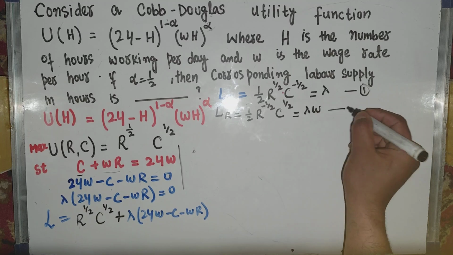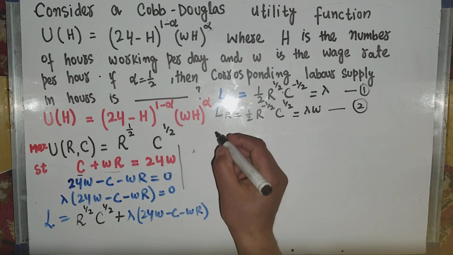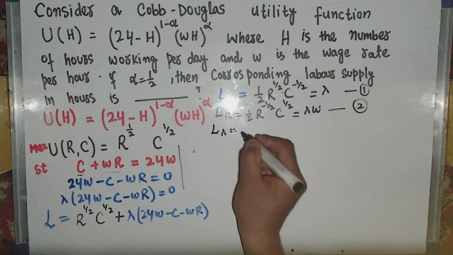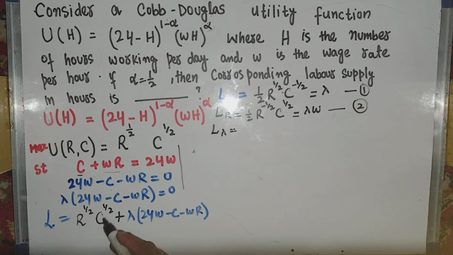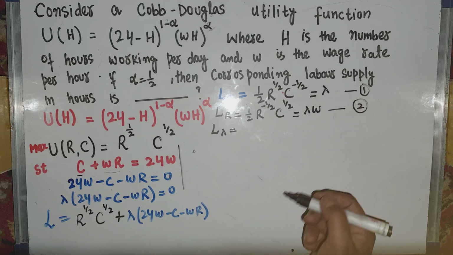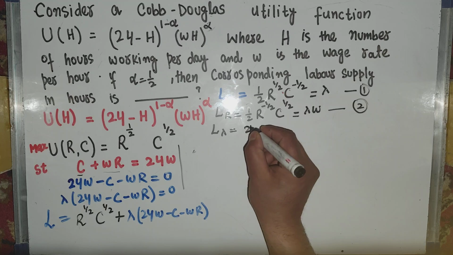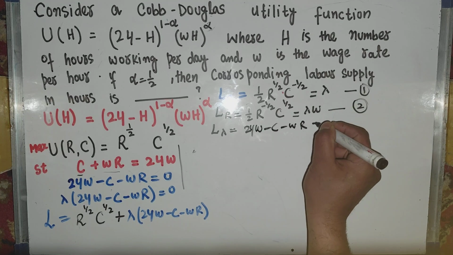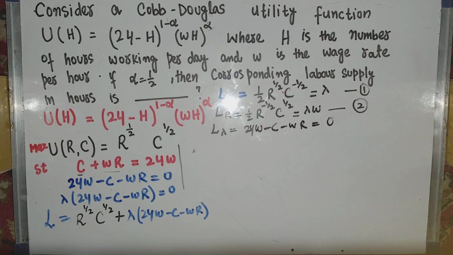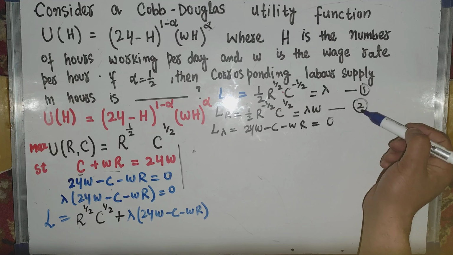So this is equation second. And L subscript lambda means the derivative of this function with respect to lambda. Since no lambda is involved in the first term, its derivative is 0. The derivative of lambda is 1, so we are left with 24 W minus C minus WR is equal to 0. Now what we do is divide equation 1 by equation second.